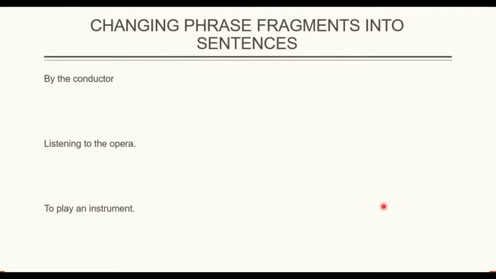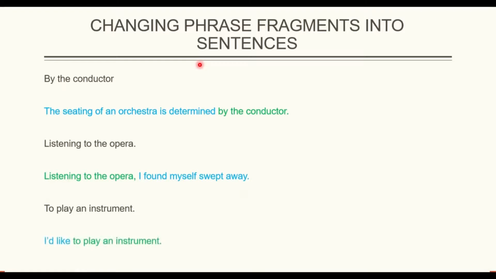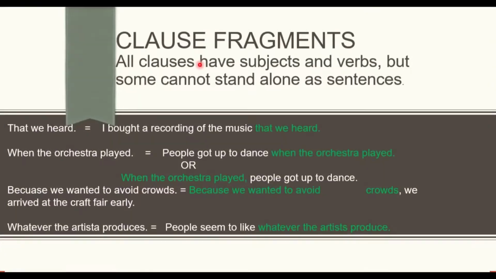I'm giving you three more phrase fragments. We have: by the conductor, listening to the opera, to play an instrument. This is, as you know, a prepositional phrase. We have a participle phrase and an infinitive phrase. So what's the best thing to do with this? I have some suggestions for you. For instance: the seating of an orchestra is determined by the conductor. Or: listening to the opera, I found myself swept away. Or: I'd like to play an instrument. This is all you have to do with these phrase fragments.